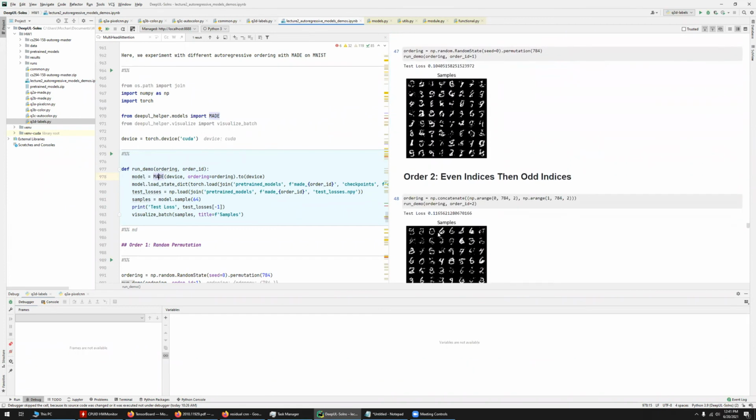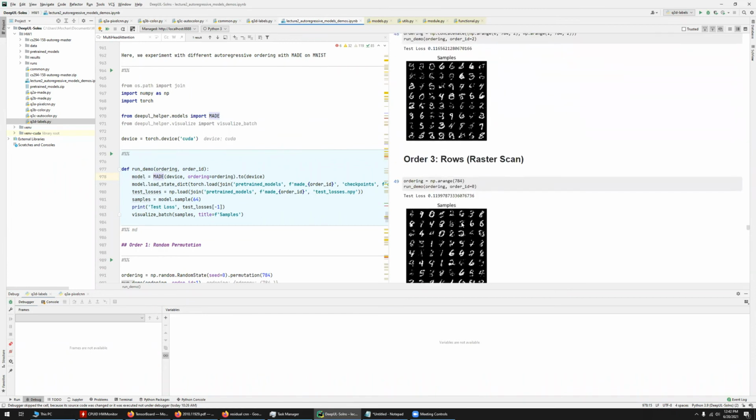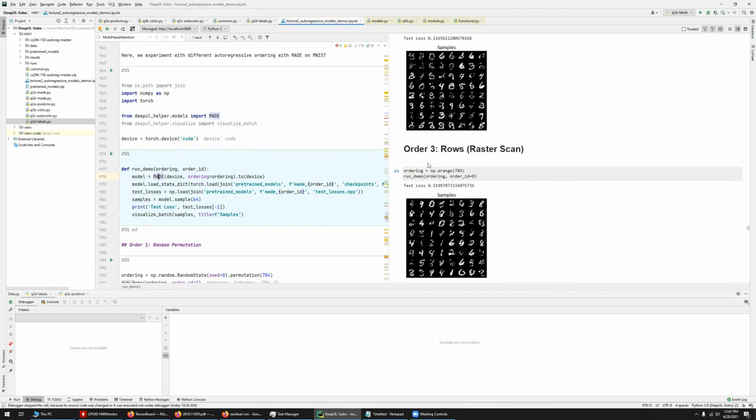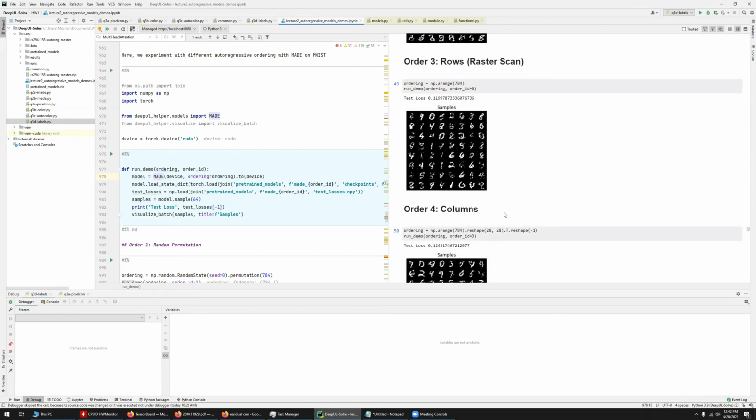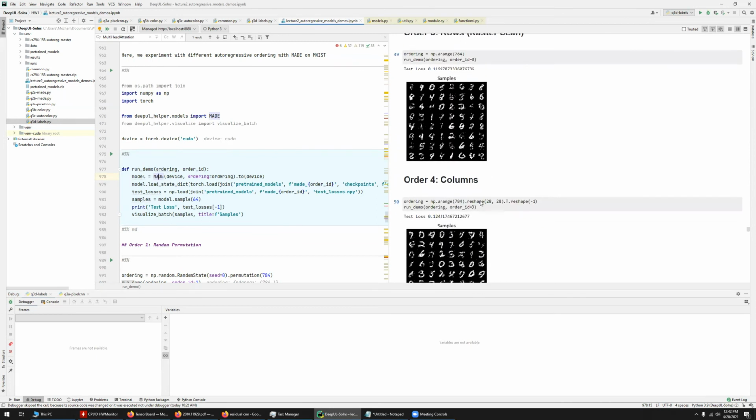And if we do even and odd, so here it is, arange 784 by 2. This is the even first and then the odd. It actually is worse. It looks better, I think, but the loss is worse. And so raster scan, this is the one that we were doing, raster scan left to right. And actually it's an even worse test loss, but looks much better. Columns, this one is even worse.